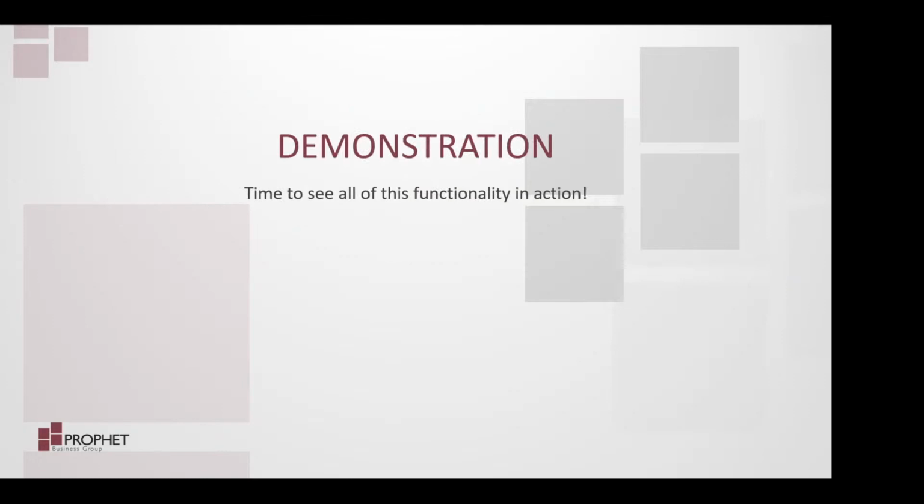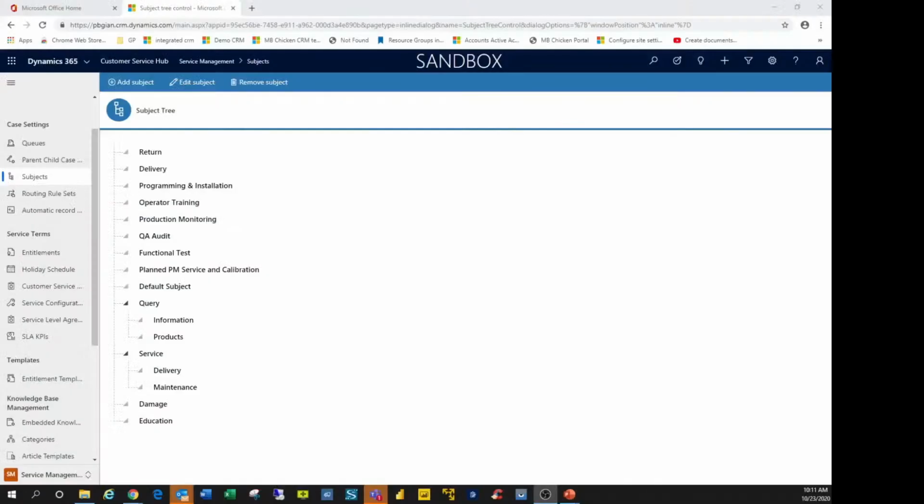With all of that in mind, let's head over to D365 and see all this functionality in action. We'll start in Service Management Setup, and we're going to go to Subjects. And this is where we can see that our subject tree has as many subjects as we want, and our subjects can be nested.